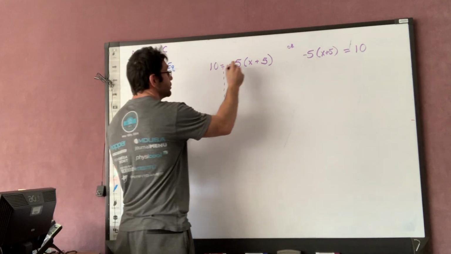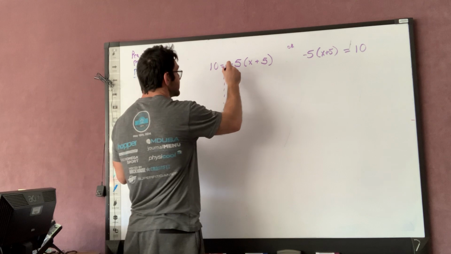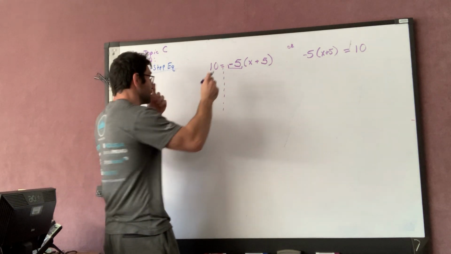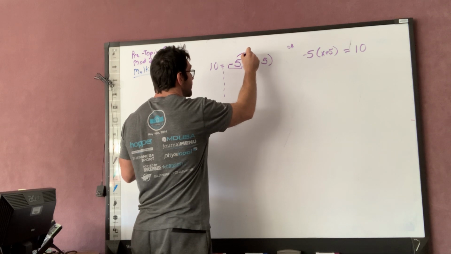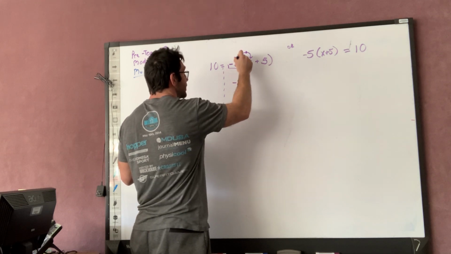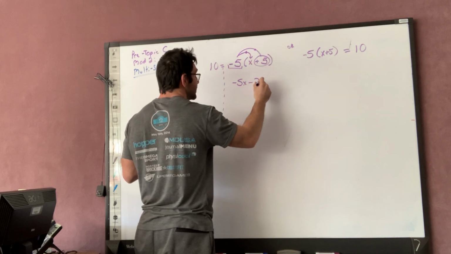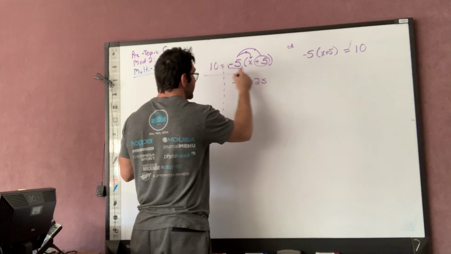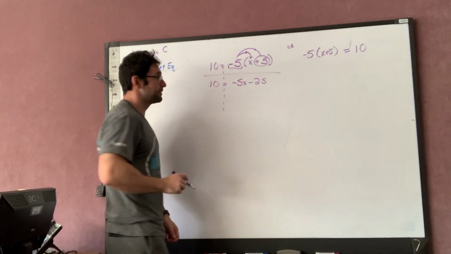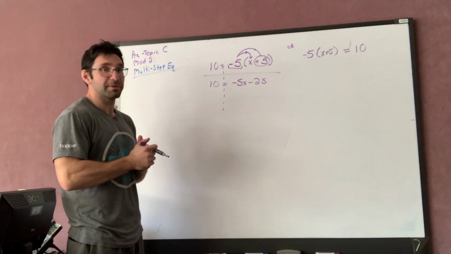So now I'm here. I'm going to distribute. How do I know I need to distribute? I've got a number smack dab up against my parentheses. I box in my -5, the sign and the number, and I multiply. -5 times x is -5x. -5 times +5 is -25. That leaves me -5x minus 25.